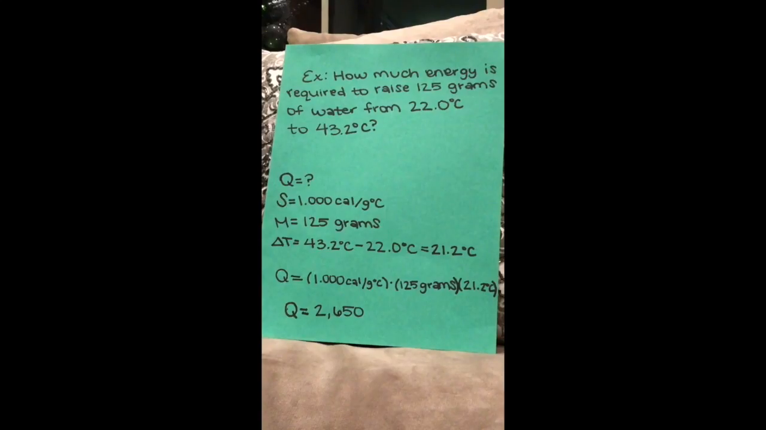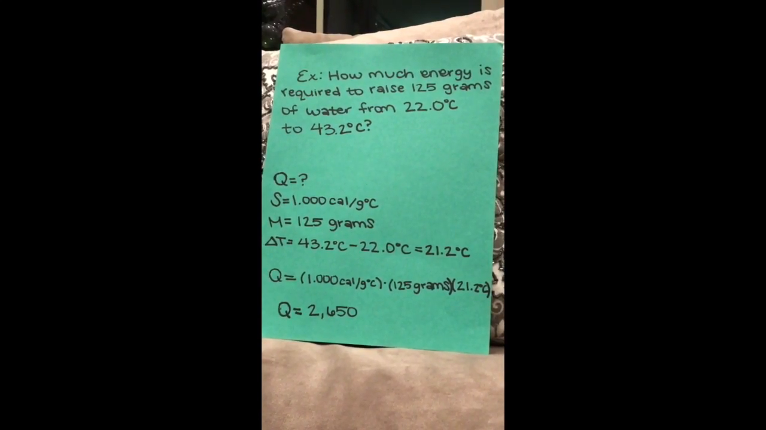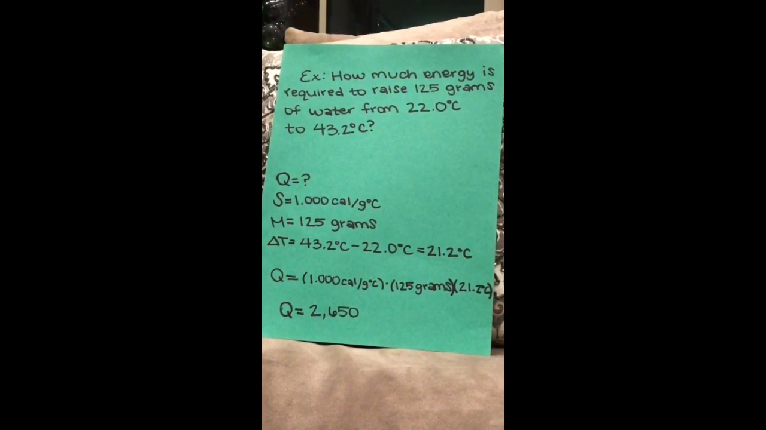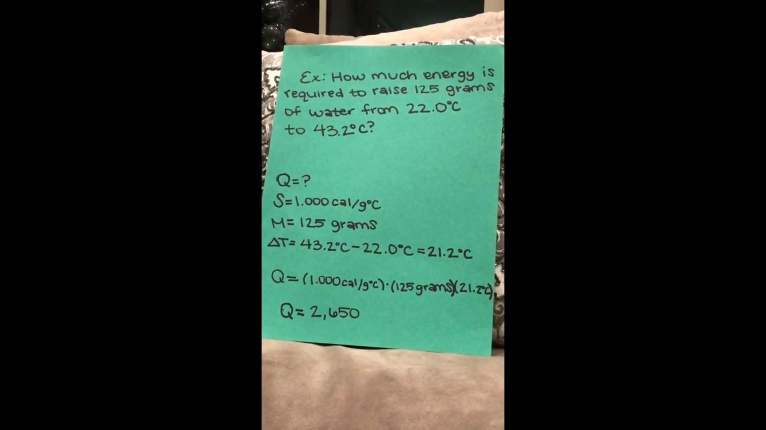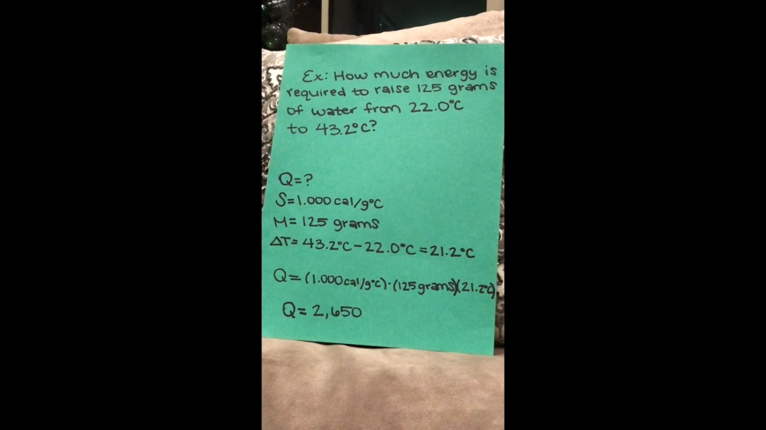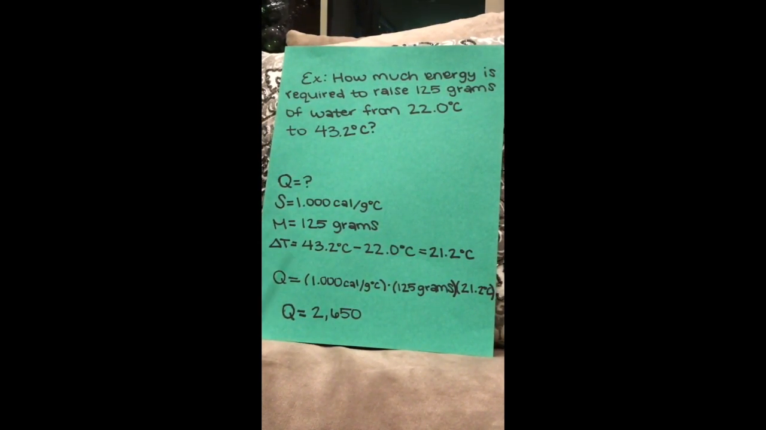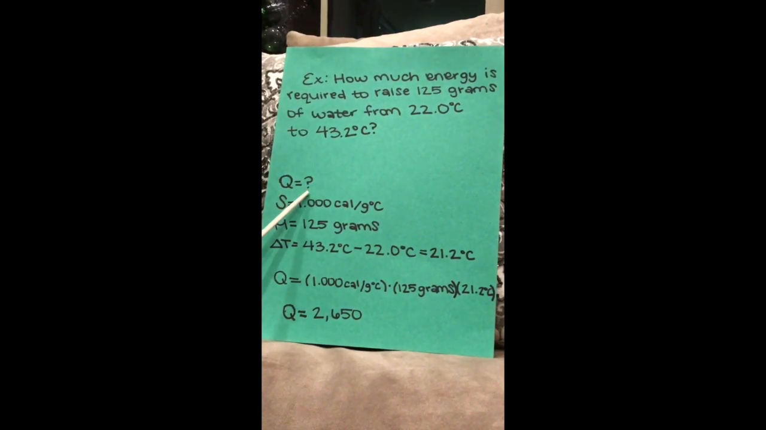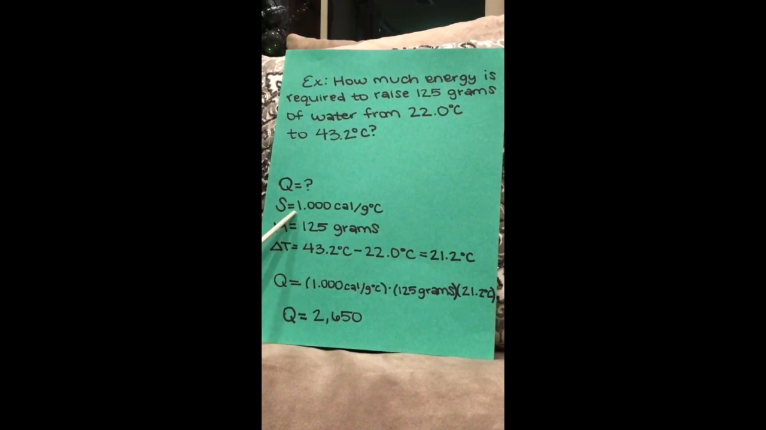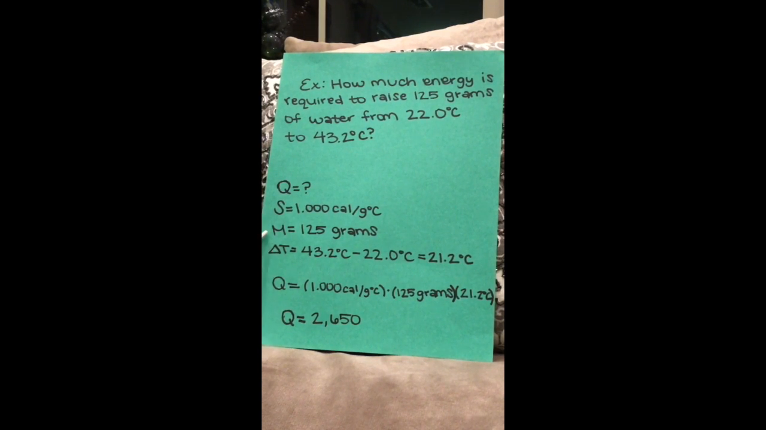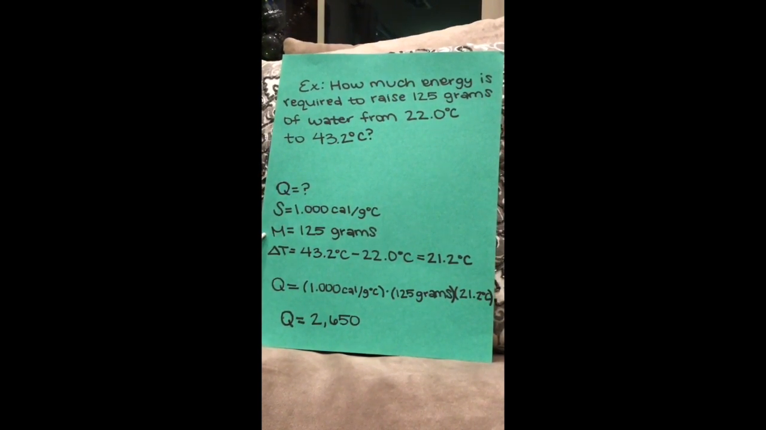So a real-life example I have here is how much energy is required to raise 125 grams of water from 22 degrees Celsius to 43.2 degrees Celsius. The first thing I'd like to do is pull out all of the numbers needed for the equation. Since we don't have a Q, which is the energy, I put a question mark next to it. The specific heat here is 1.000 lowercase cal per grams degrees Celsius, and our mass is 125 grams.